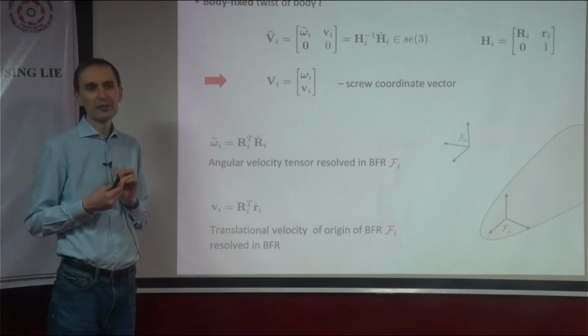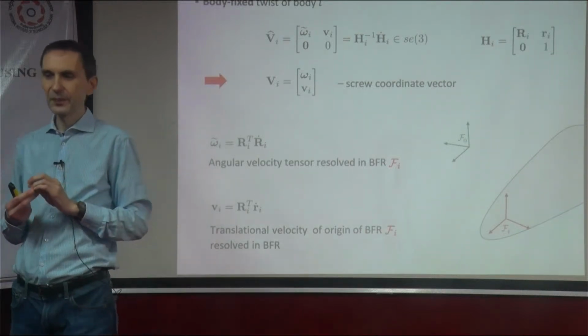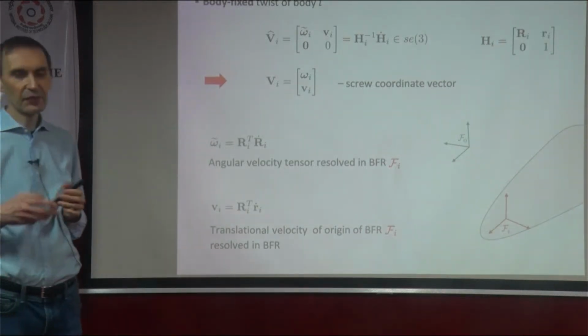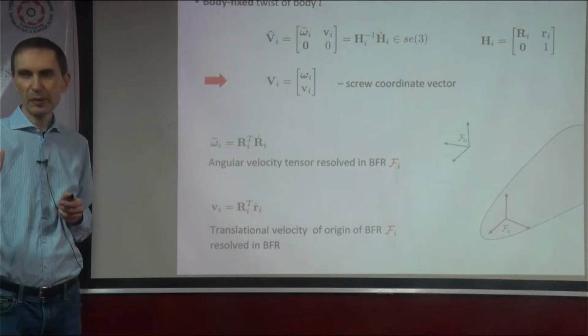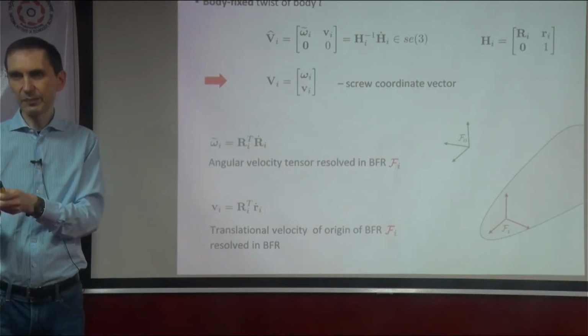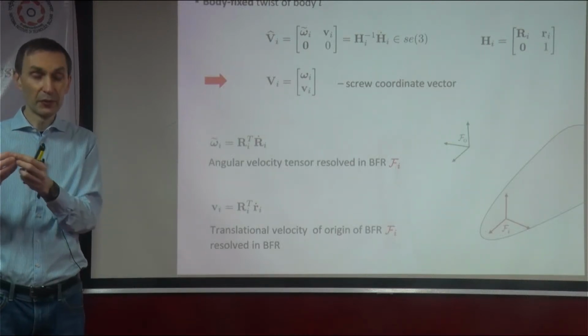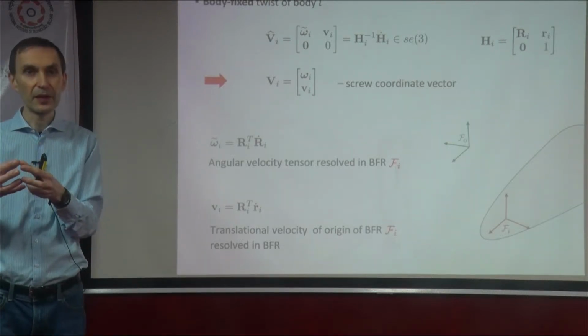Because when we go to dynamics, we need to take into account inertial properties of bodies, right? Now, if you express the inertial tensor, the inertial properties of a body, in a body fixed frame, for a rigid body, they are constant, right? And it's much easier.